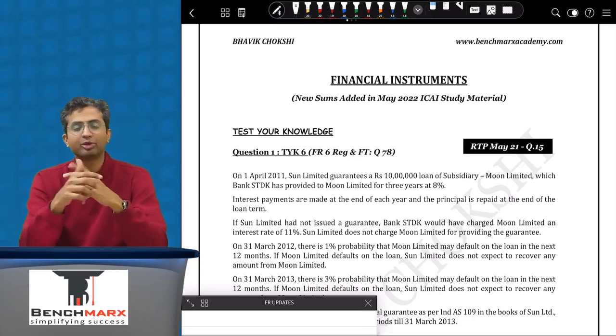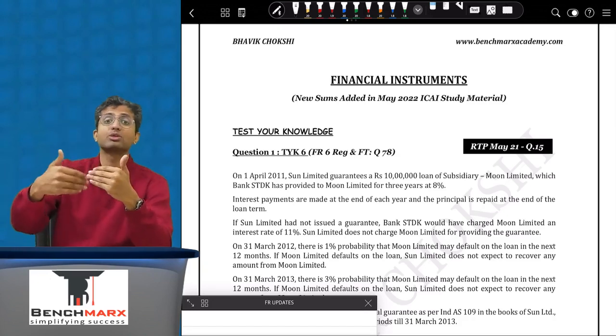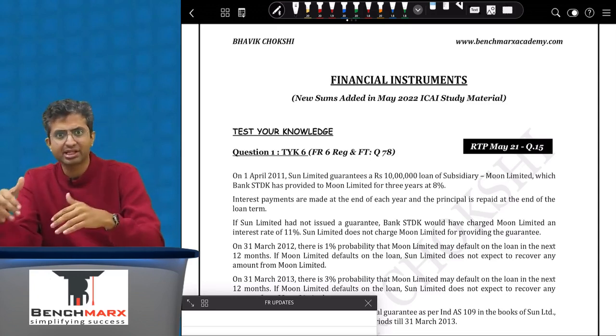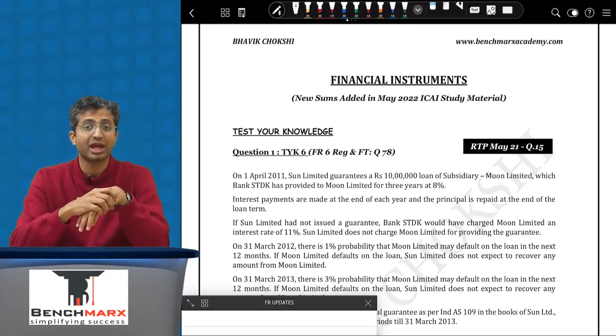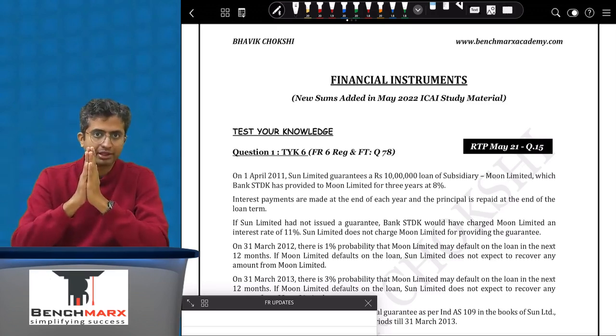However, at every subsequent balance sheet, you will remeasure the guarantee liability at fair value, which is based on the present value of the remaining interest savings. If someone were to give the guarantee, let us say after 1 year, how much would be the guarantee commission that that person will get? That is one aspect of guarantee.